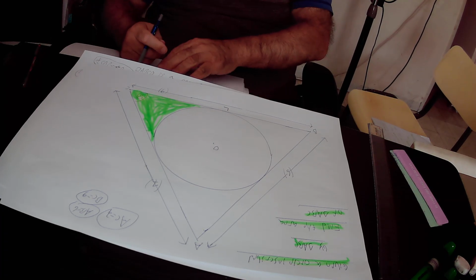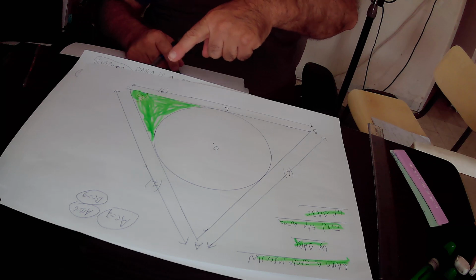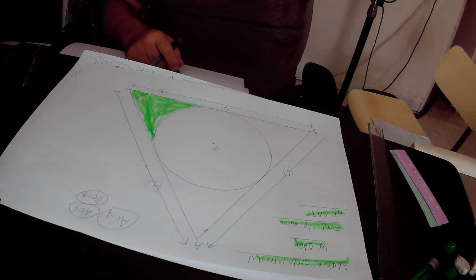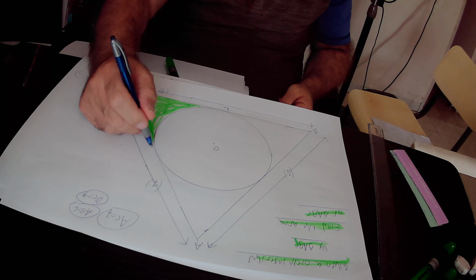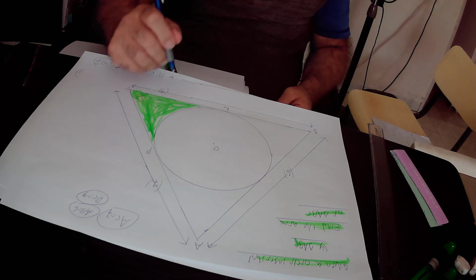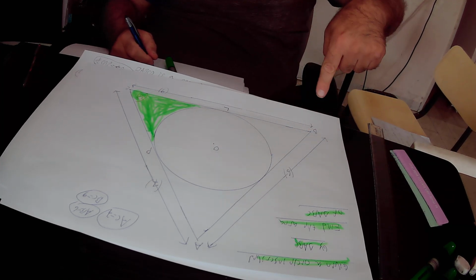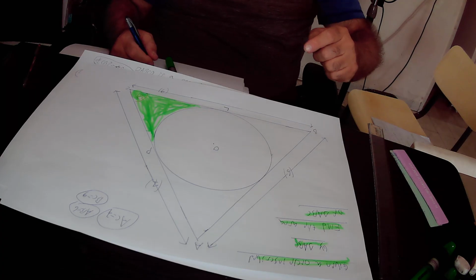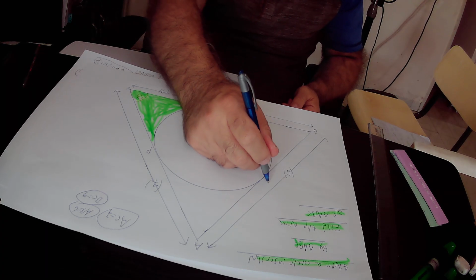We will define the point of tangency of tangent AC with this circle. This point is point P. We define the point of tangency of tangent AB with this circle. This point is point Q.